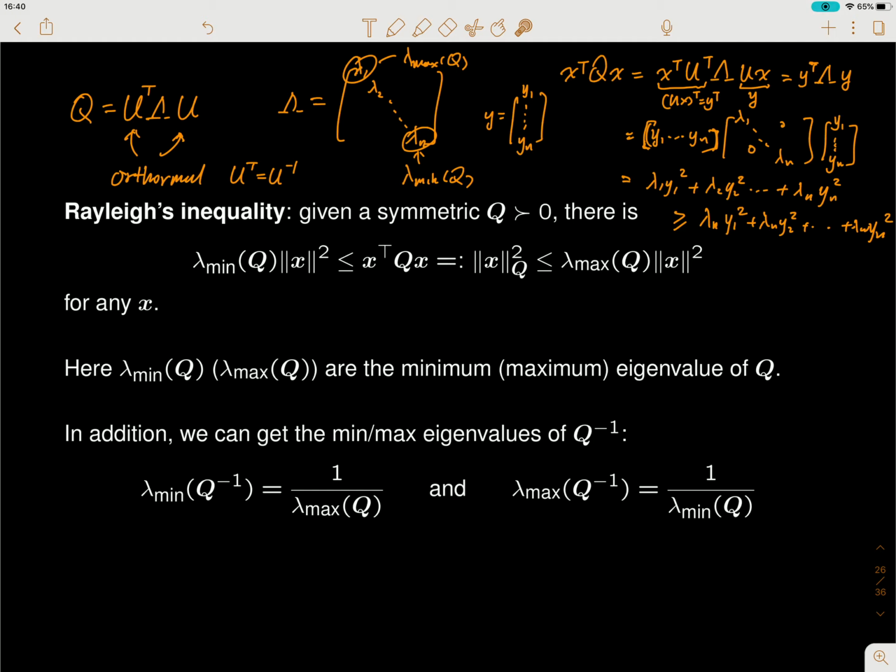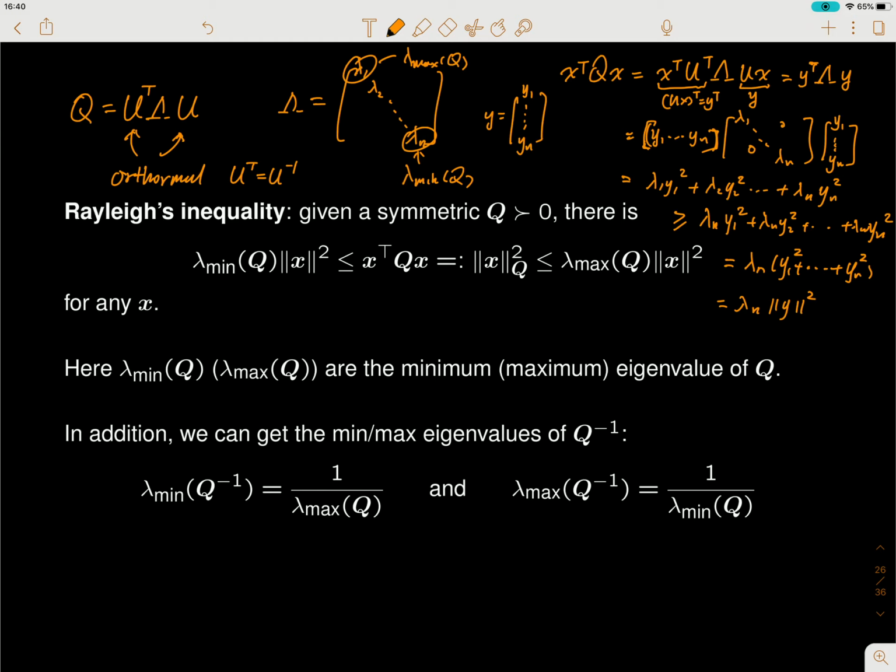Similarly, you can show that this quantity is less than or equal to lambda 1 y1 squared plus lambda 1 y2 squared, all the way to lambda 1 yn squared. This is because lambda 1 is the largest one among the lambdas. On the one side, since they all have lambda n, I have lambda n times y1 squared all the way to yn squared. According to the definition of norms, this is just lambda n times the y norm squared.